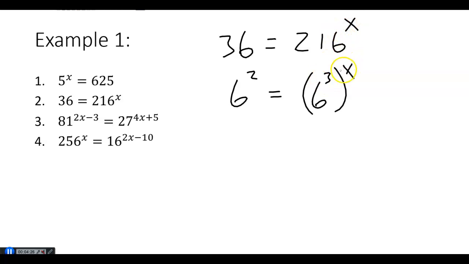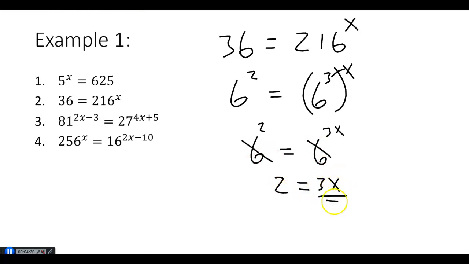But we still have that x power there, and we're going to simplify by multiplying the 3 and the x together. So now I've got 6 squared is equal to 6 to the 3x power. After that, we can just ignore the bases and set the exponents equal, and then solve for x. And so I end up with 2/3.